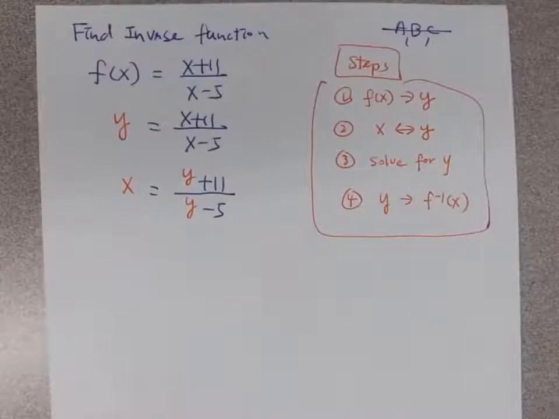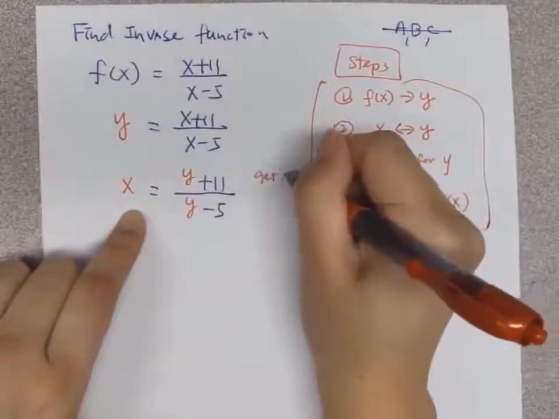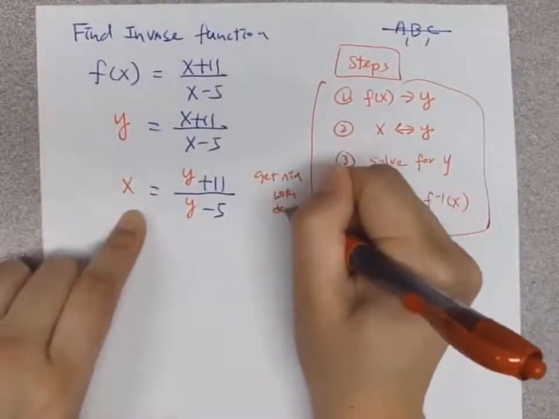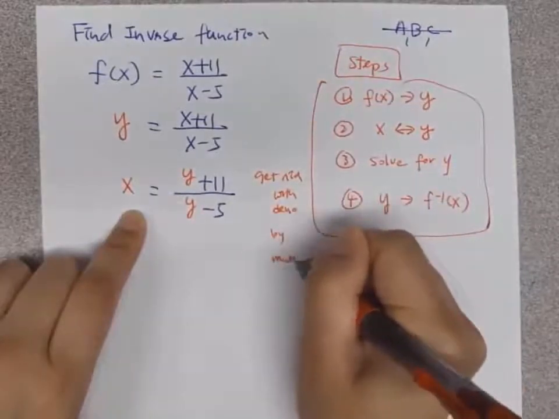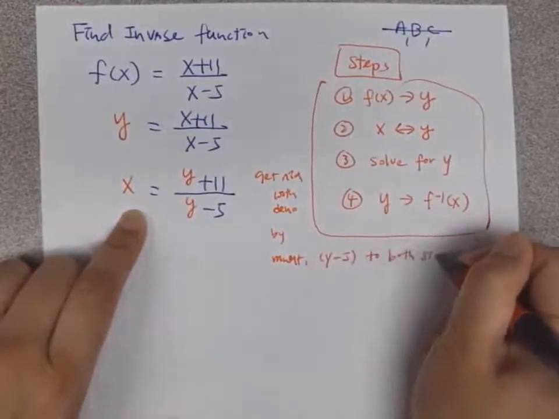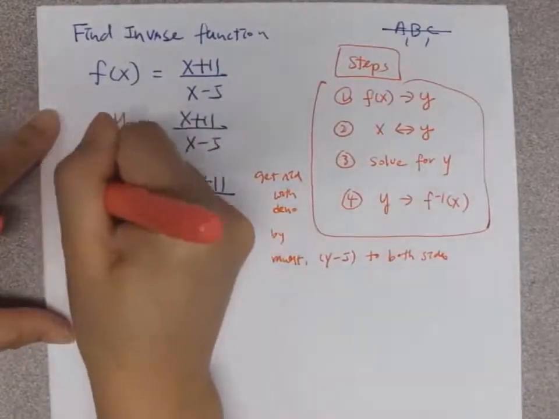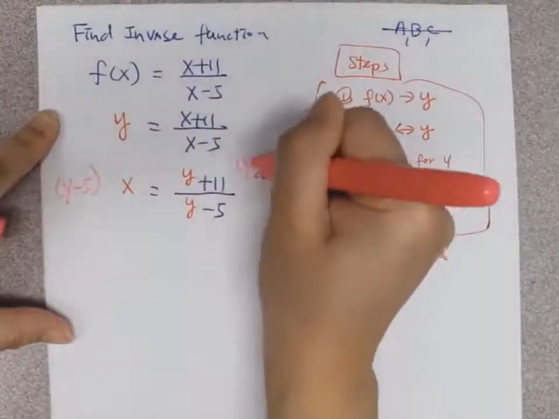So I don't really like fractions. If there's a way I can get rid of the denominator, that would be good. Yeah, multiply both sides by the denominator. So we're going to get rid of the denominator by multiplying the LCD, which is y minus 5, to both sides. So we need to multiply the left side by y minus 5 and the other side by y minus 5.